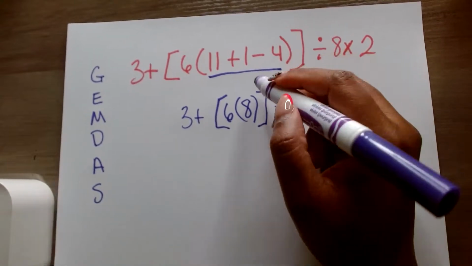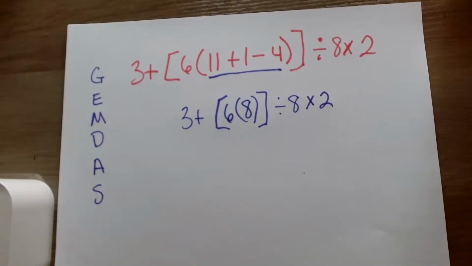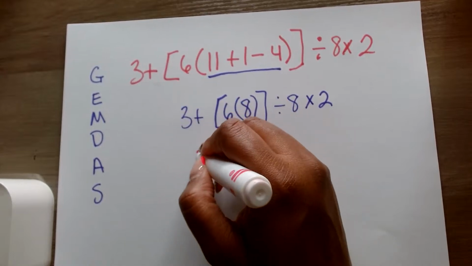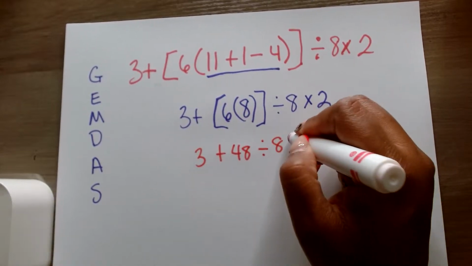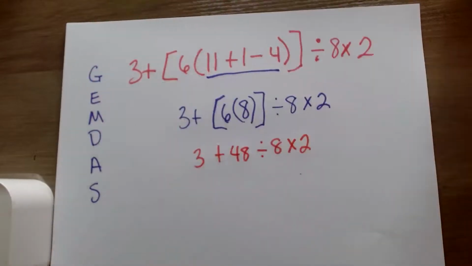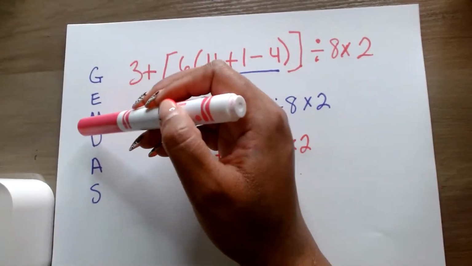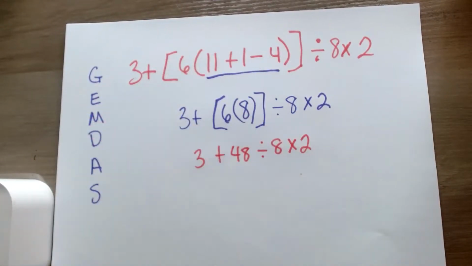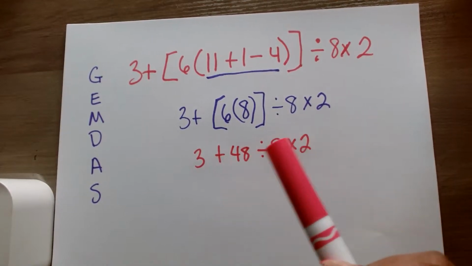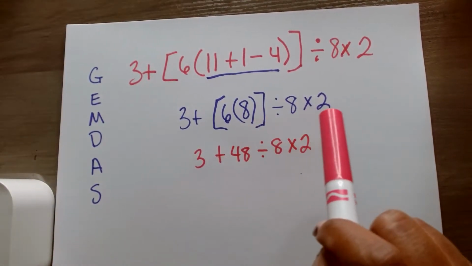So now we're still at our G, our groupings. So now we're going to do 6 times 8, which is 48. And we're going to bring down the things that we haven't touched yet. All righty. Now that we are out of there, we're going to go to E, exponents, but we don't have any. So now we are multiplying and dividing. We do have division here. And we know that multiplying and dividing, they're on the same level. So we work left to right.